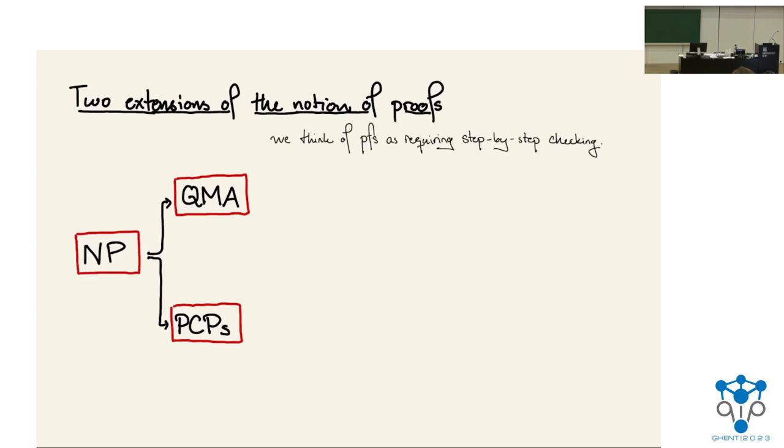So what are PCPs? PCPs stand for probabilistically checkable proofs, and they come about from this idea that we think of proofs naturally as step-by-step checking. You write down a proof in any of the papers that have been presented today, and line 5 has to follow from line 4, which has to follow from line 3, et cetera, all the way down. If all of them follow from the previous, you have a correct proof.